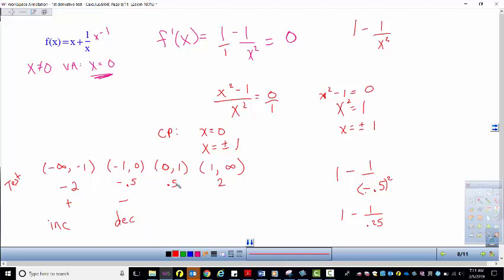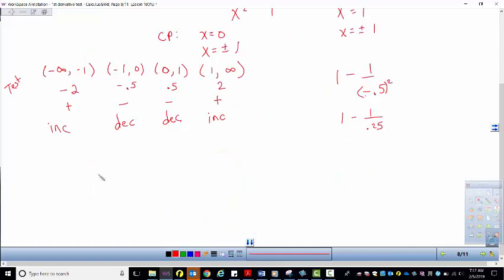0.5, if I put 0.5 in, so take time, hit pause, put it in your calculator, that's actually going to give me the same value. So it's also going to be decreasing, and that's okay. And then if I put 2 in, that's going to give me this 1 minus 1/4 again. So when you put that in your calculator, it's going to be a positive 3/4, so it's increasing.